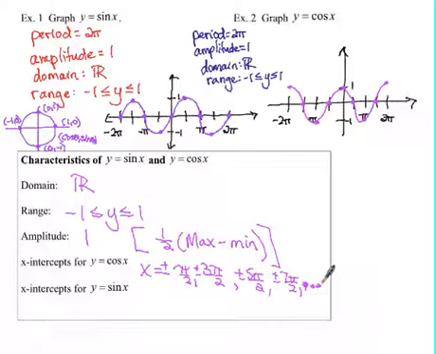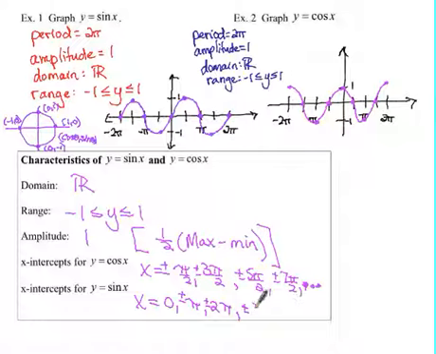Now let's look at the sine curve. Let's look at those x-intercepts. I have 0, pi, 2 pi. And, of course, you can't do plus or minus 0. That doesn't make any sense. But we would have plus or minus pi, plus or minus 2 pi. What would be the next one? Would it be 4 pi?